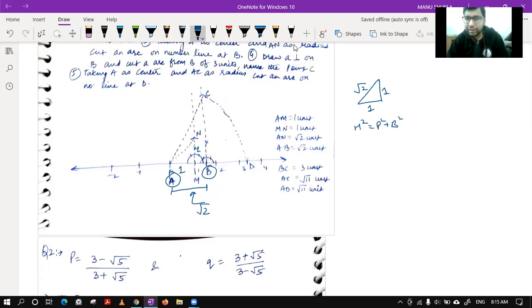After that, I made this perpendicular on B like this and cut an arc of the length 3 units, and then I know if I join this AC, that will be how much? Under root 11, and then bringing it on the number line. One more thing, if you find that the usual unit of 1 centimeter is too small for you, you can take 2 centimeters as 1 unit also.